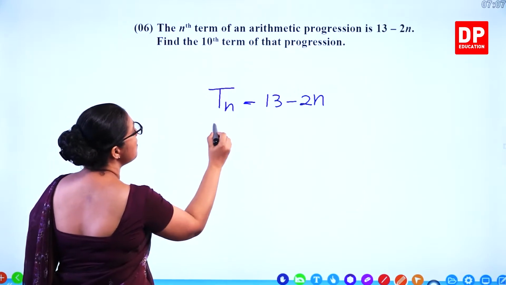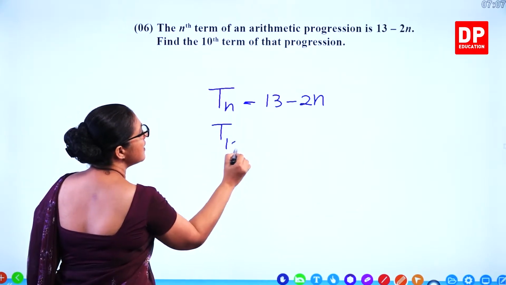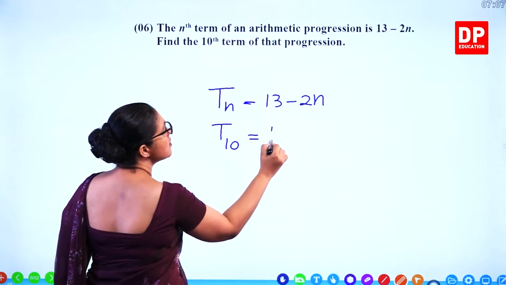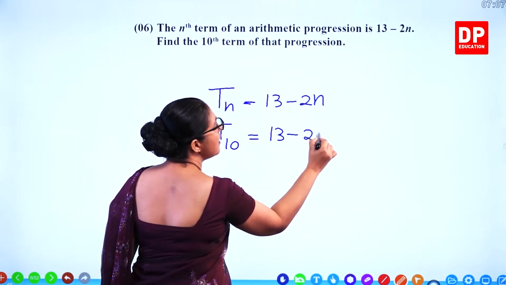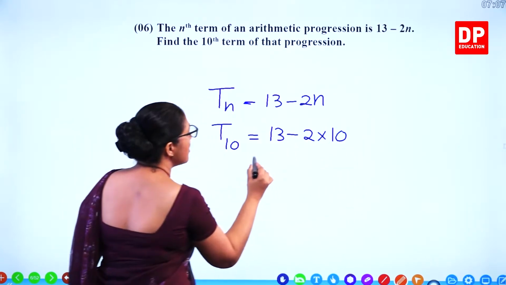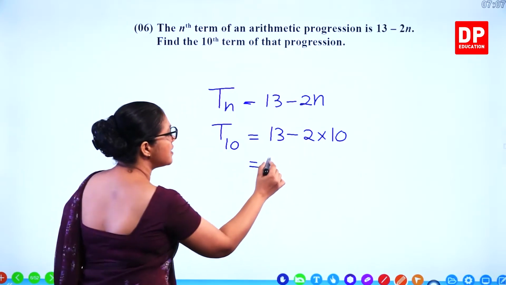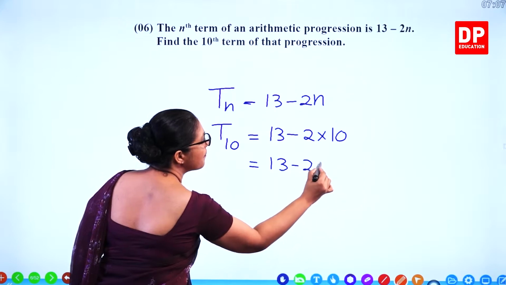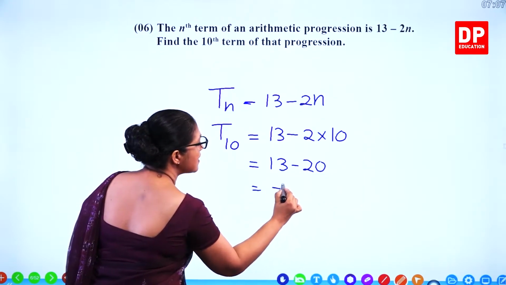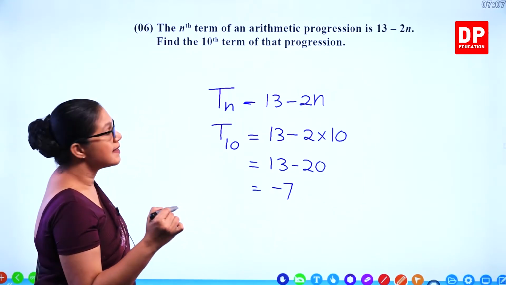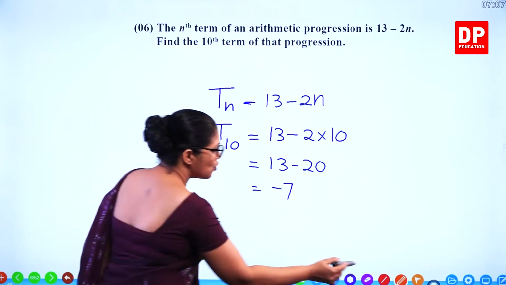So 10th term means n is 10. T10, so substitute n equals 10. According to BODMAS, you have to do the multiplication first. 13 minus 20, you get minus 7 as the 10th term. So 2 marks for that.